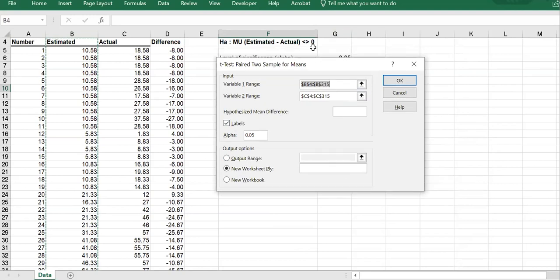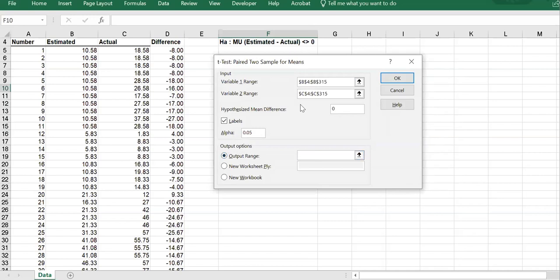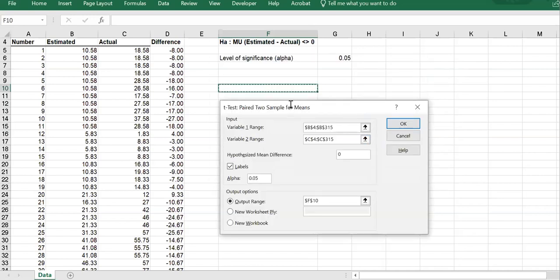Hypothesized mean difference is the value that I'm testing. We don't have to always put 0. Similar to the t-test two sample assuming unequal variances that we did, we can set the hypothesized mean difference. So here, we're gonna just put 0. Output range, we just put it at the same sheet. All right.